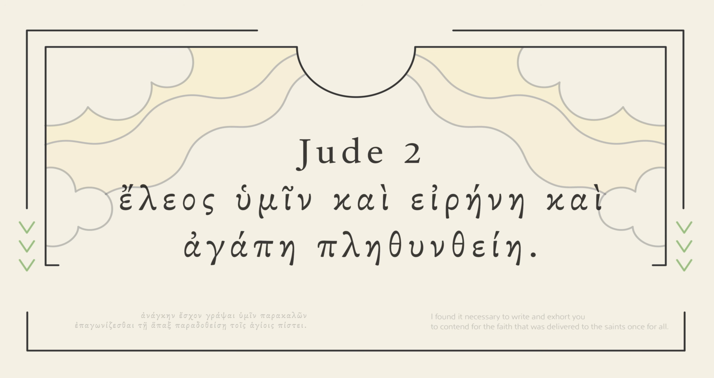All right. Well, one of the reasons we're doing this Jude in July class is to have time to talk in a little more detail about some features of the text. And this last week we translated from verse 2, eleos humin, kai erene, kai agape, plethuntheie, right? We do very literally, mercy to you all, and peace and love be multiplied. So we smooth that out and say, may mercy, peace, and love be multiplied unto you.